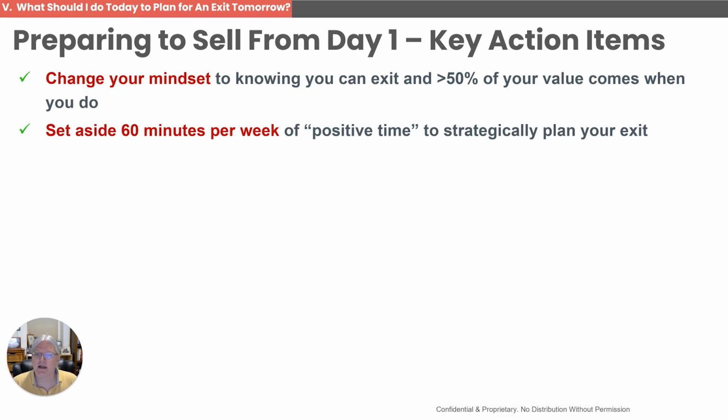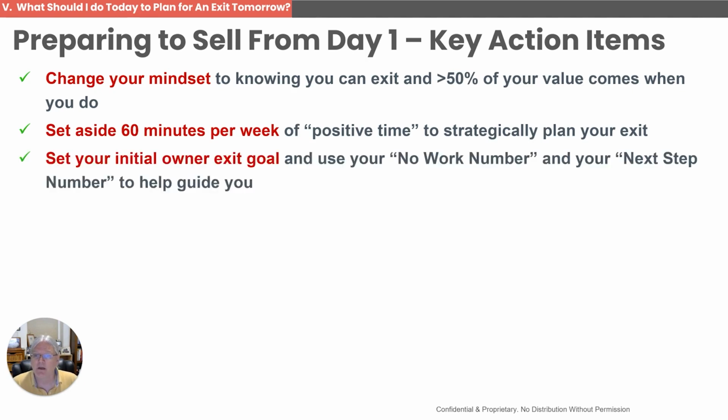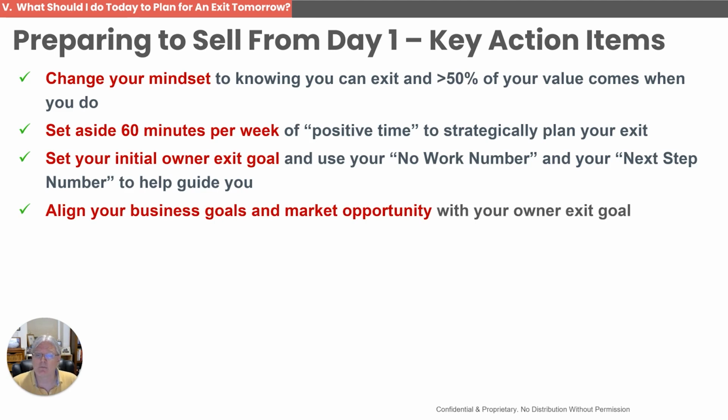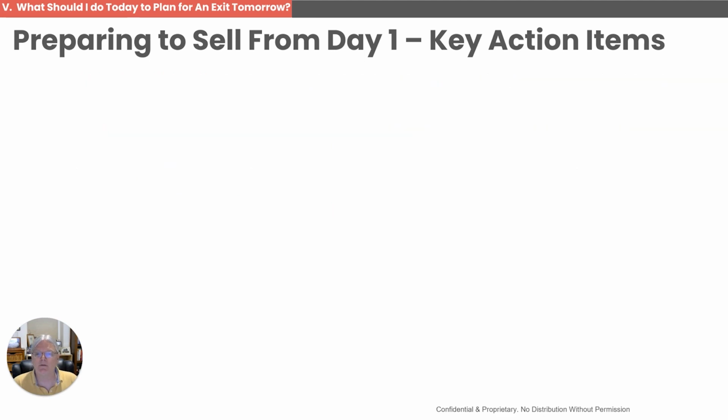Next, set aside an hour a week in a positive mindset to strategically go through this module and plan your exit. First, start with your initial owner exit goal and use the no work number and the next step number to help guide you. Then make sure your business goals and the market that you're in align with your exit goals. Know your numbers on one page so that you know exactly what the valuation of your business is at all points in time, even if it's just a simple spreadsheet that you build.